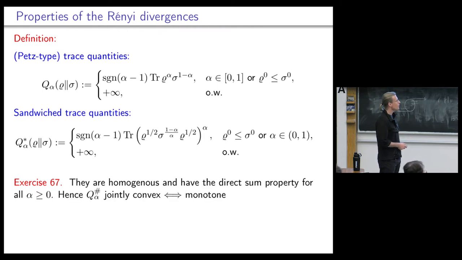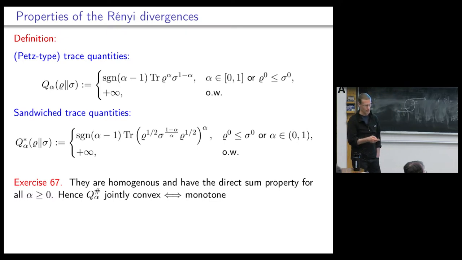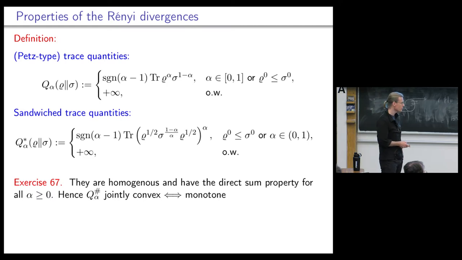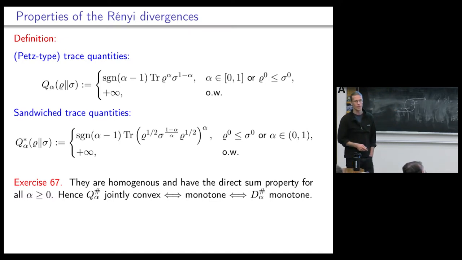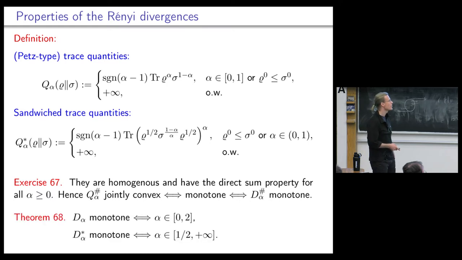So we can see that either of them is jointly convex if and only if it is monotone. Okay, so this is what we established using this Ullmann and Petz method. And this in turn is equivalent to the monotonicity of the corresponding Rényi divergence because there is only a logarithm factor and that's a monotone function. Okay, so that's very easy. And this is a theorem which is, well, far from being obvious, that the first type of Rényi divergences are monotone if and only if the parameter is between 0 and 2, and the sandwich ones are monotone if and only if alpha is between 1/2 and plus infinity.